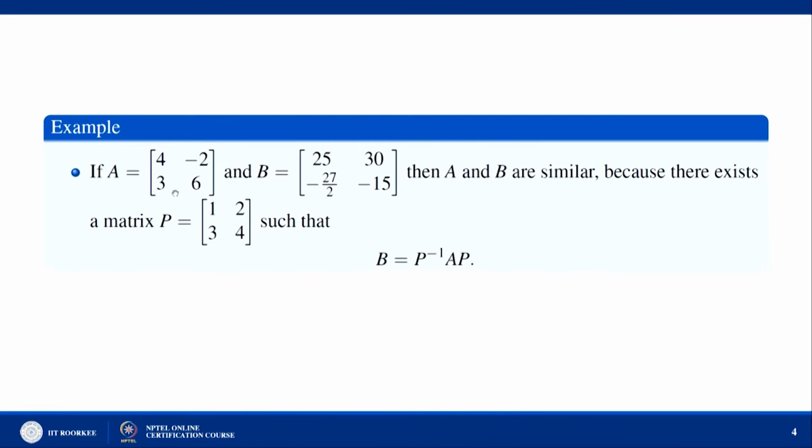Suppose A is this matrix and B is this matrix. Okay. Then A and B are similar. How have we concluded this? This is very easy to conclude basically. If you have any two matrices A and B, you have to check whether these two matrices are similar or not. So, you basically take an arbitrary matrix P such that AP is equal to PB. Here A and B are 2 cross 2 matrices.